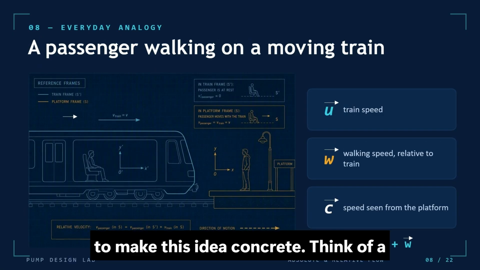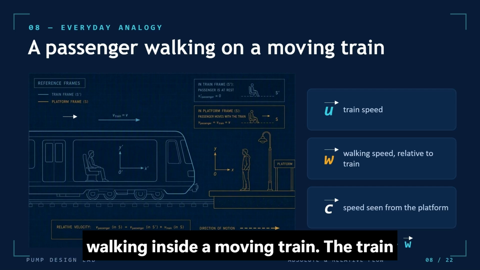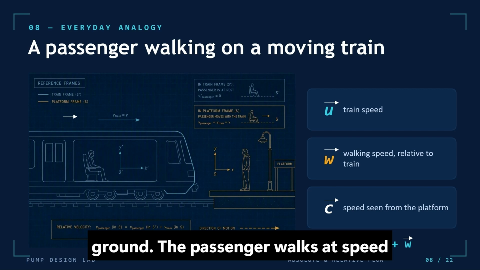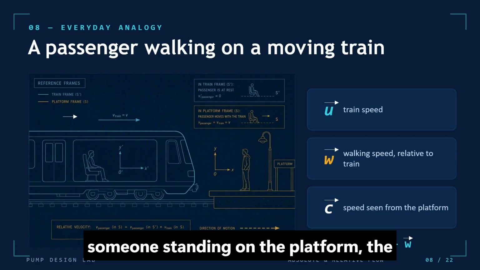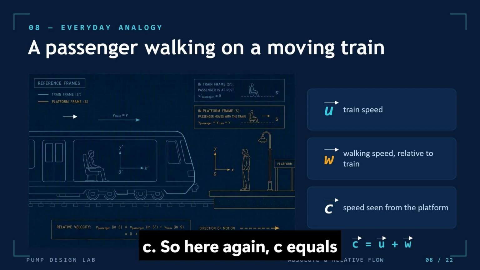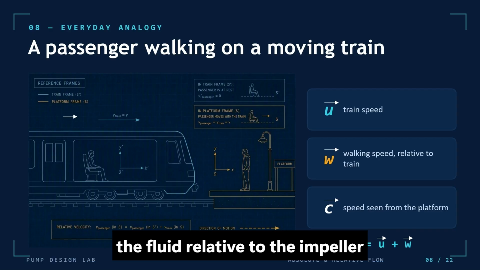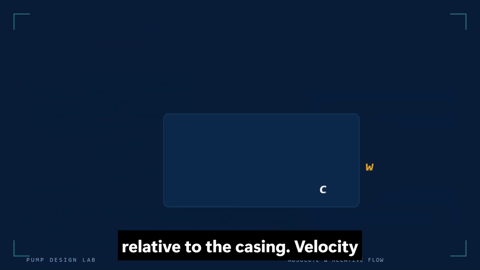Train analogy. To make this idea concrete, think of a simple train example. Imagine a passenger walking inside a moving train. The train moves at some speed U relative to the ground. The passenger walks at speed W relative to the train carriage. To someone standing on the platform, the passenger's speed relative to ground is C. So here again, C equals U plus W. In a pump, U is the speed of the impeller, W is the speed of the fluid relative to the impeller blades, and C is the speed of the fluid relative to the casing.